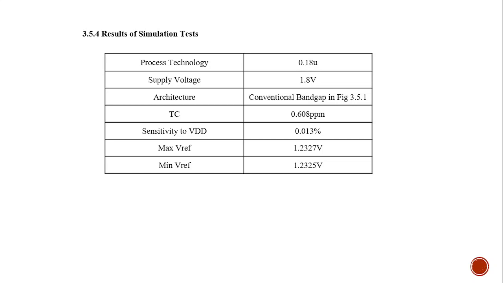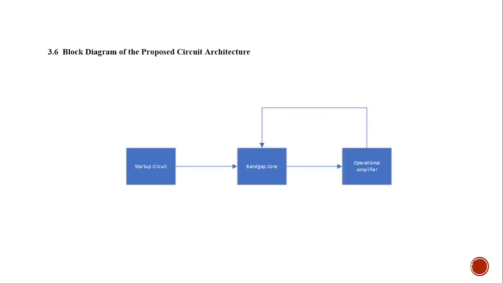At the process technology of 0.18 micrometer with a supply voltage of 1.8 volts, we obtained a small temperature coefficient of 0.68 ppm, with a very low sensitivity to VDD of 0.013%, a maximum VREF of 1.2327 and a minimum VREF of 1.2325. And here is a block diagram of our proposed circuit architecture, which will be discussed by my group mates.